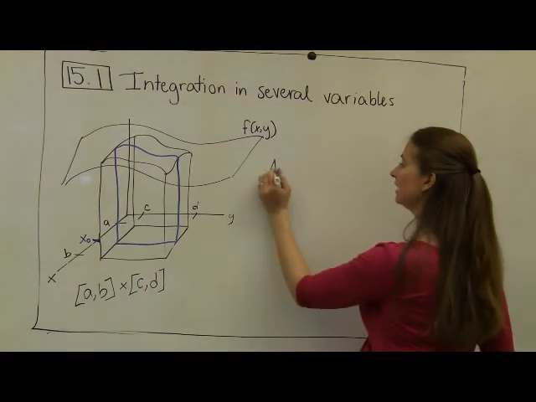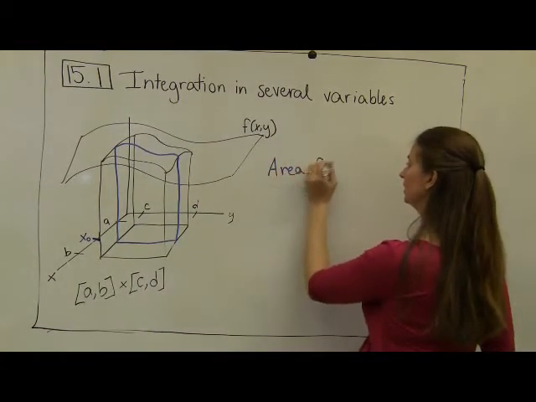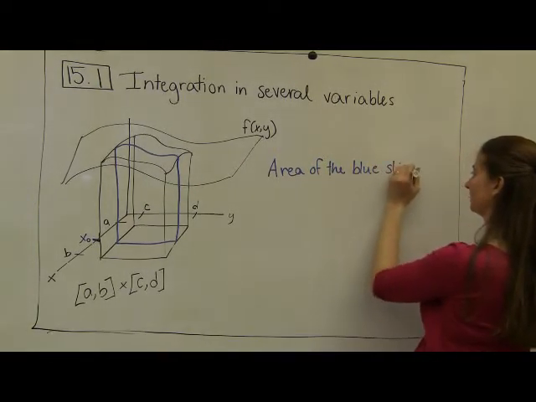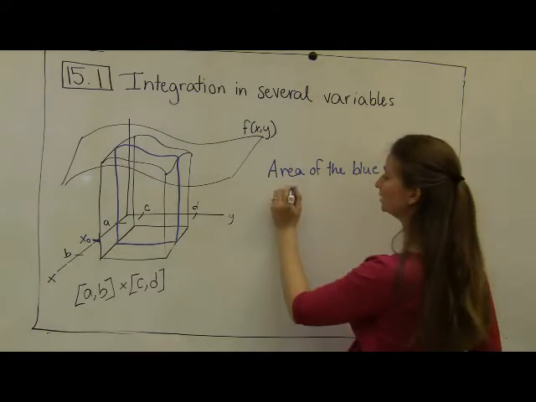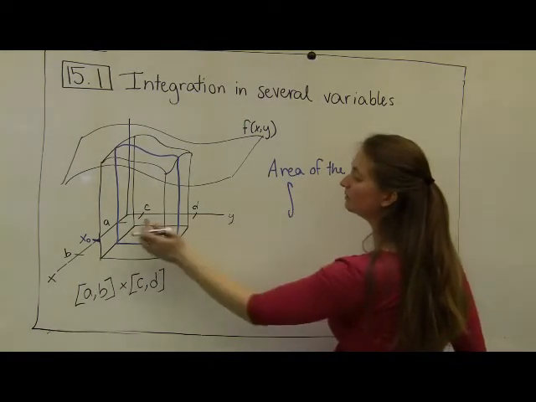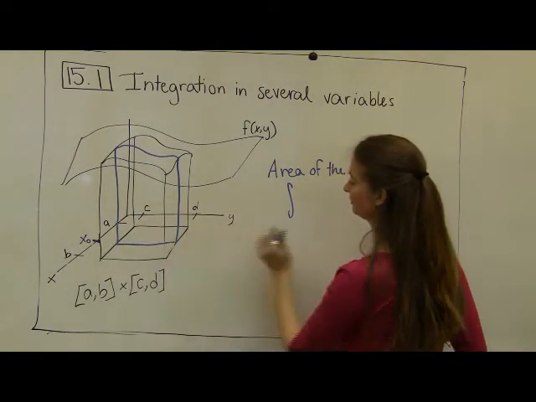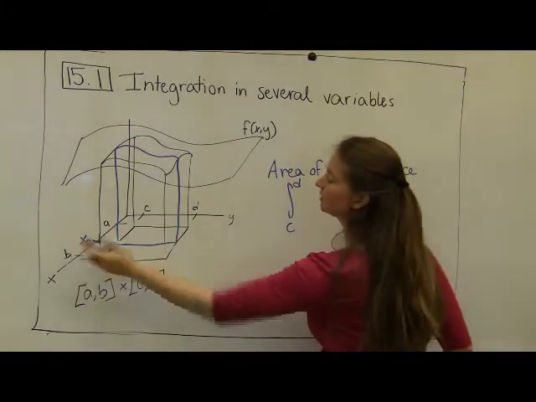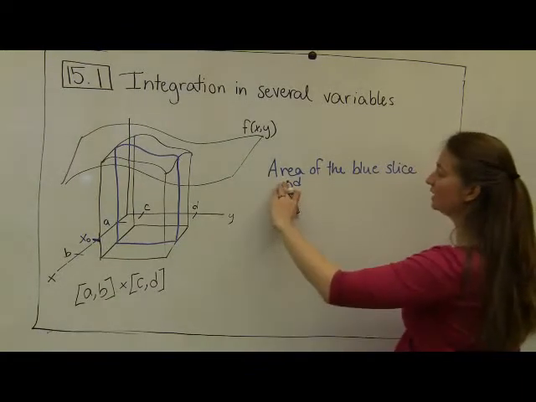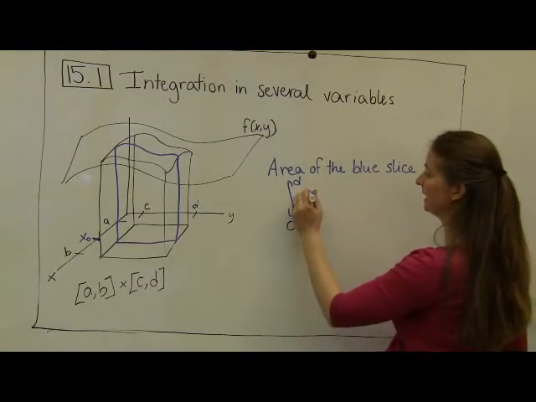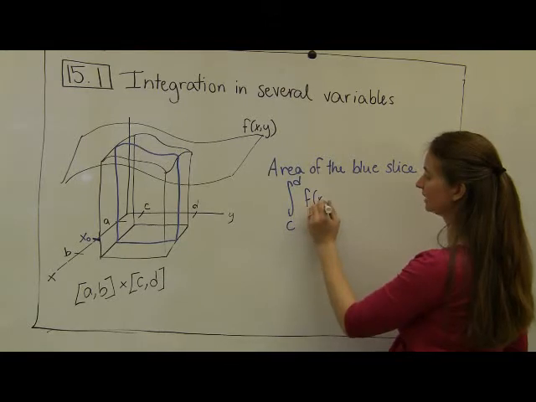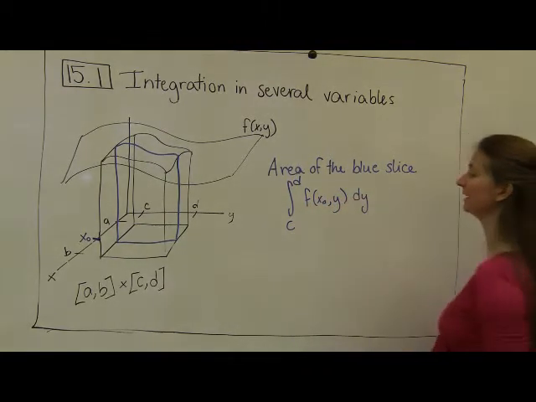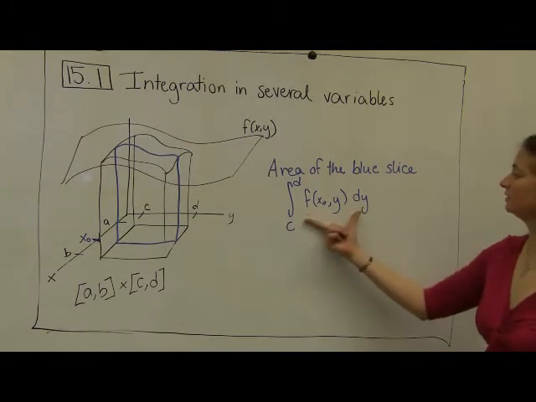So the area of the blue slice is given by an integral. And it's the integral where my y values are varying. My y values are going from c to d. But in this case, my x values are fixed constant at x naught. So it's an integral only of one variable. And it's an integral evaluated at f of x naught comma y dy. So this is the area of the blue slice.